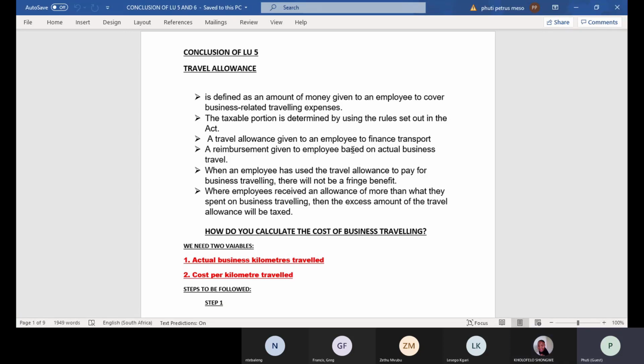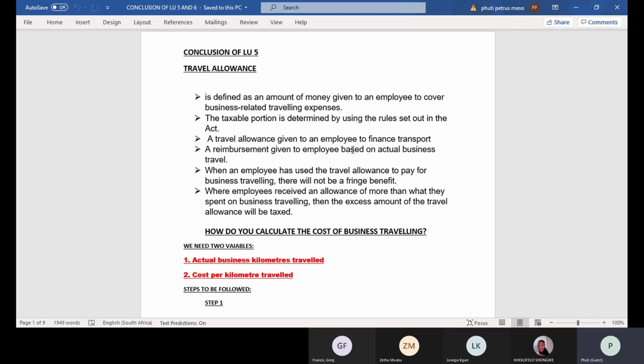It's defined as an amount of money given to an employee to cover business-related traveling expenses. If you do get a question with regards to how you define a travel allowance as you write the multiple choice, make sure that you know the definition by heart. The taxable portion is determined by using the rules set out in the Act. We've got rules that we have to comply with in order to determine the travel allowance calculation. That's particularly your Income Tax Act rules.